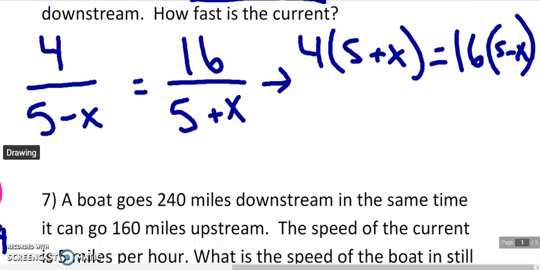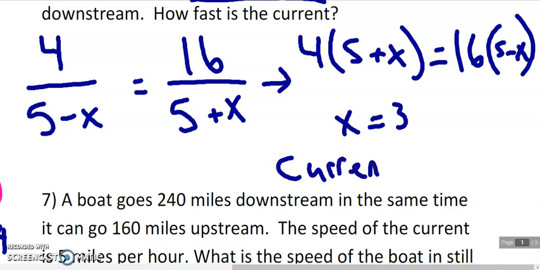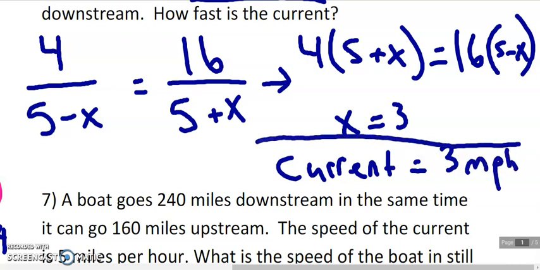So once again, you're going to distribute, combine like terms to solve for x. At the end of the day, we're going to get x equals 3. So since x represented the current, we have correctly answered the question.